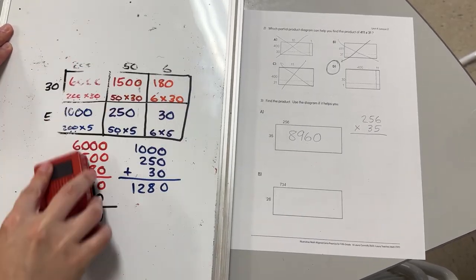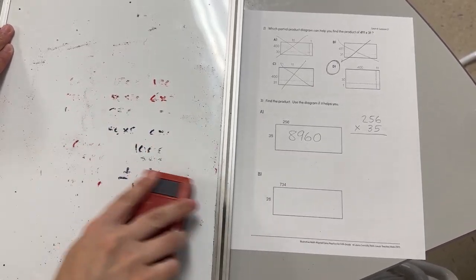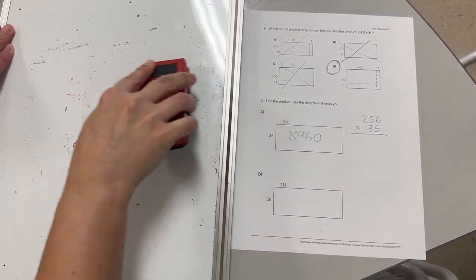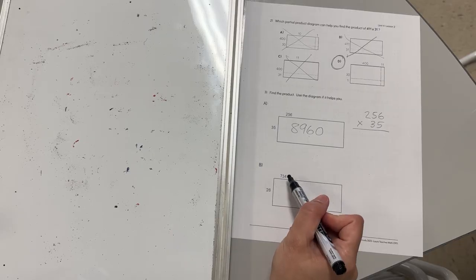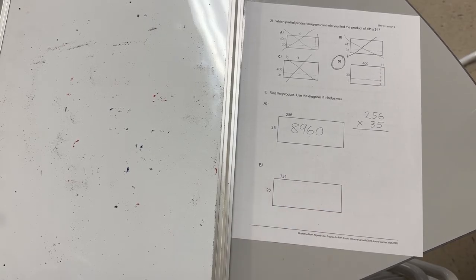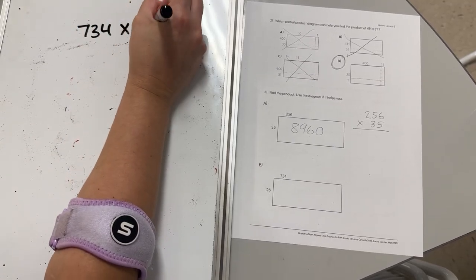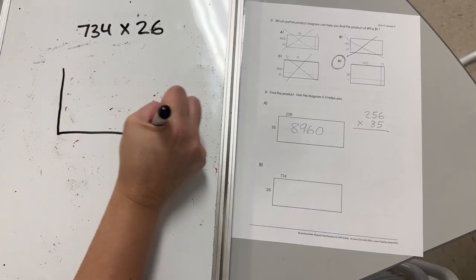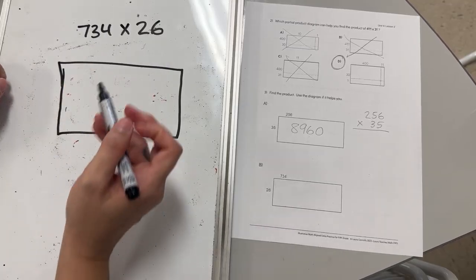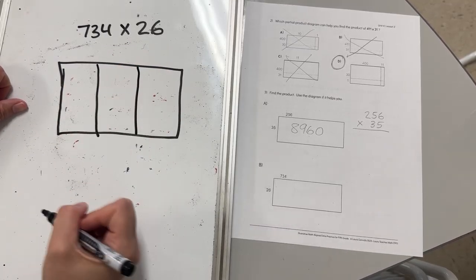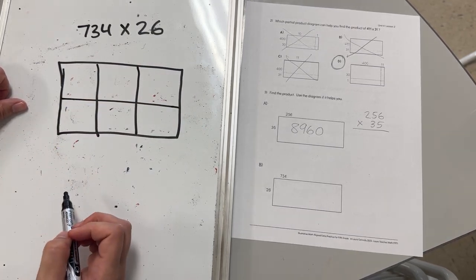All right, we've got one more to go and then we're done. All right, it's a little squeaky. My last equation, I can see that I have 734 and 26. So my equation is 734 times 26. And I'll draw my box for my area model. Now, I have 3 digits in my first number, so I need 3 spaces across the top. I have 2 digits in my second number, so I need 2 spaces along the side.